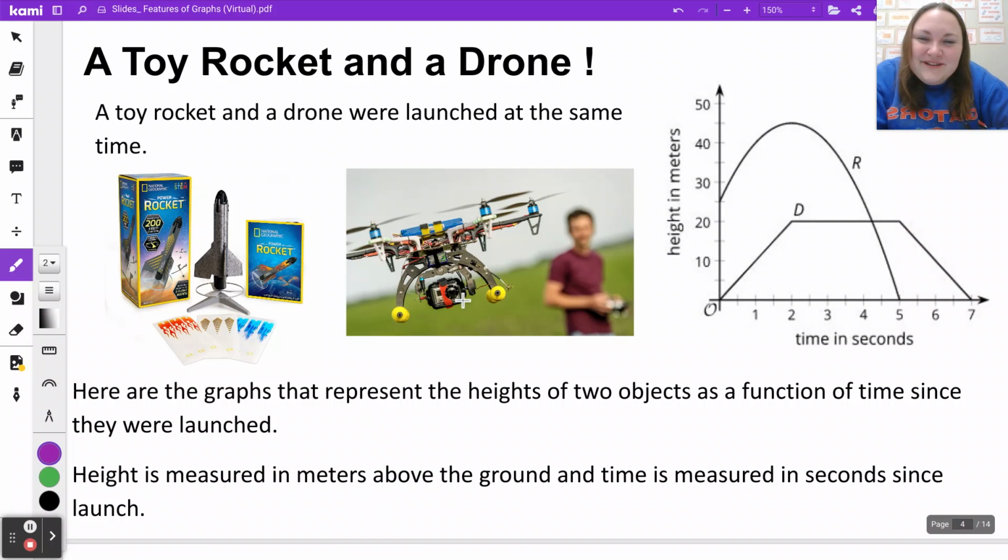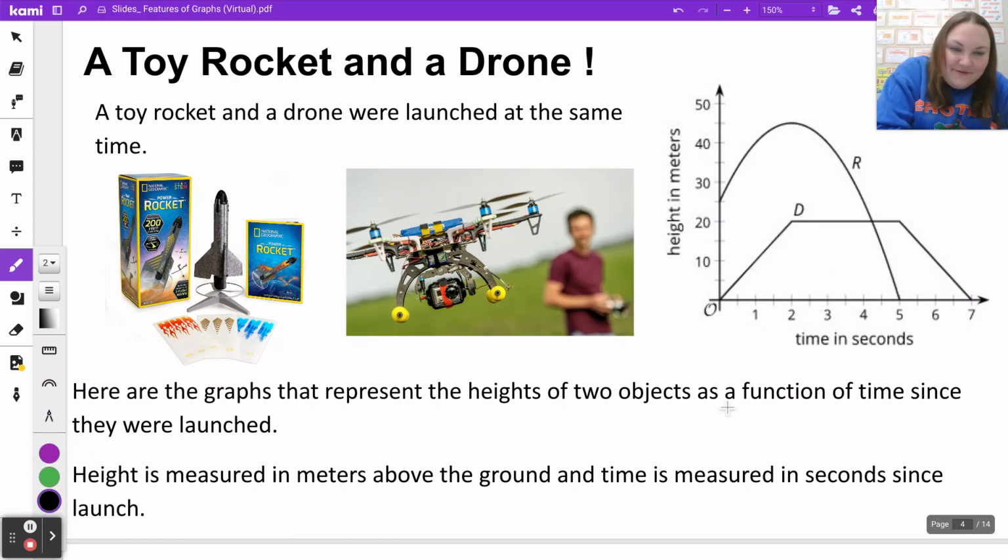And then a drone is more like a toy, an electronic, where you can see kind of over here, it's very blurry, but there's a person who controls the drone with a remote, and the drone is going to go up and down and forward depending on what that person with the remote tells it to do. So looking here, we have this graph, and here are the graphs that represent the heights of the two objects as a function of time since they were launched.